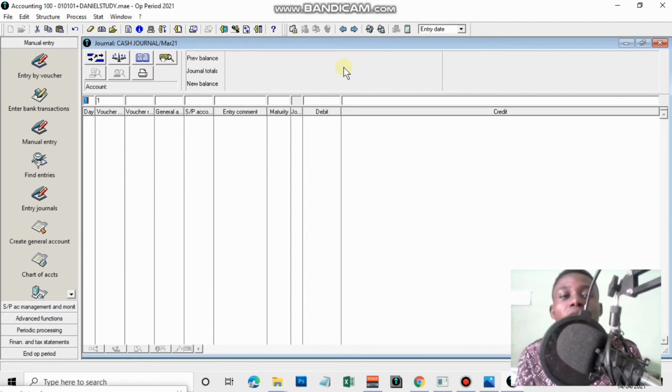You just put the amount here in the cash journal. Just put the amount of the customer. It means that you just put the account of the customer and you record the amount. So let's just start from the beginning, from the purchase to the last one.